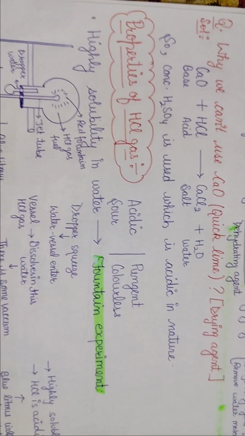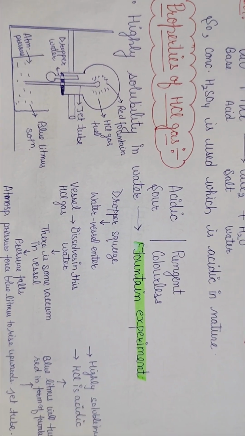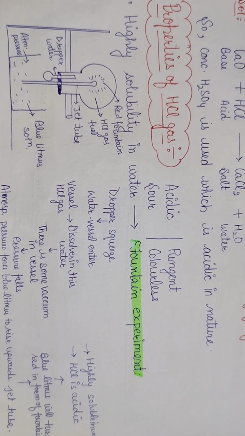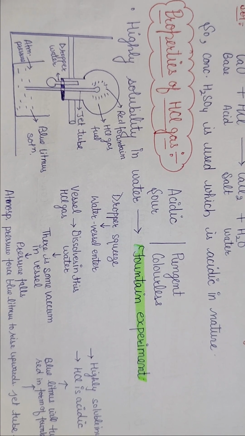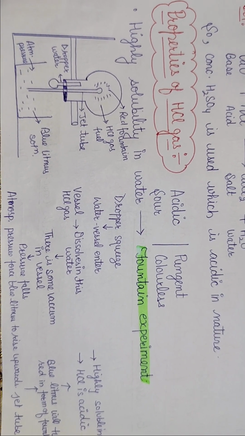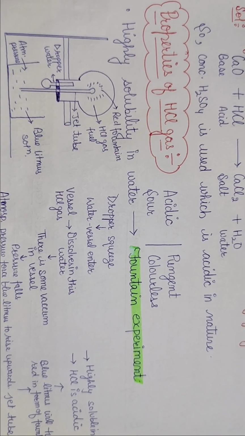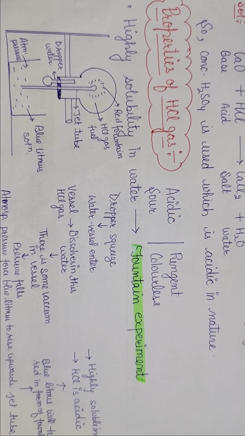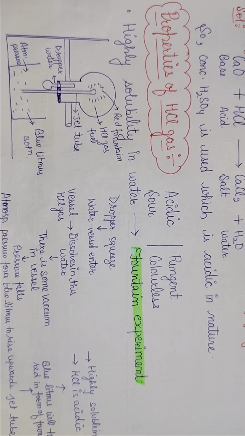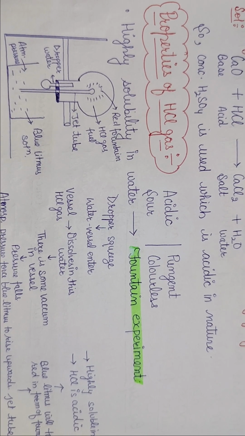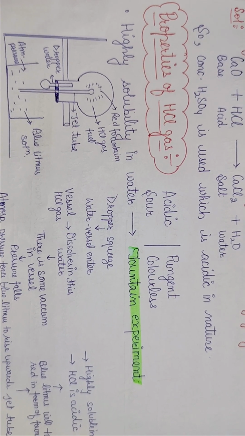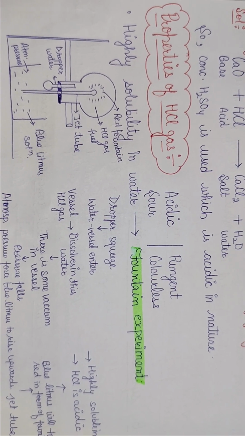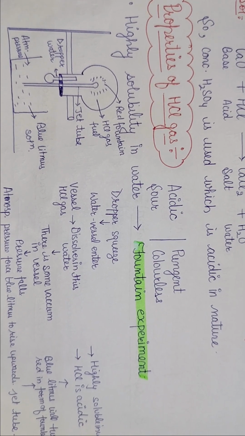Okay. Then come to the properties of HCl gas. Very, very important. Here we are going to discuss the fountain experiment, which plays a very important role in your syllabus. If I talk about the properties of HCl gas, it will not change the litmus paper, and it is acidic in nature, with a pungent smell and sour in taste, of course, and it is colorless. But the main property is high solubility in water. HCl gas is highly soluble in water, and this can be proved by the fountain experiment.